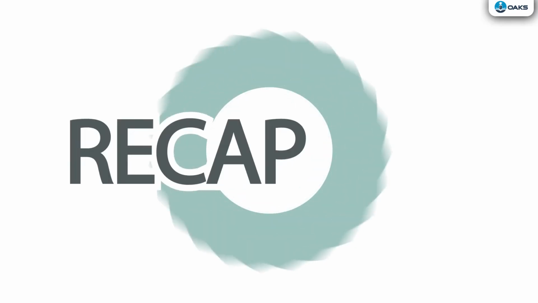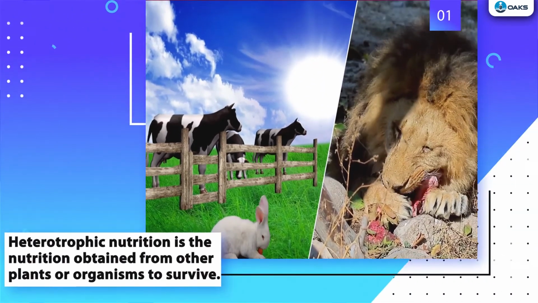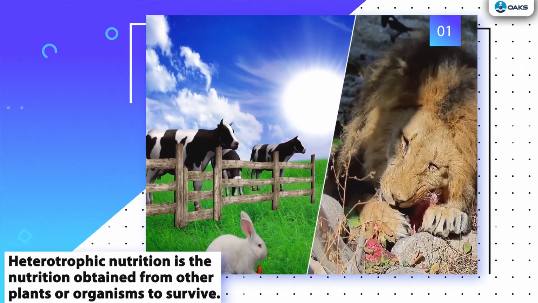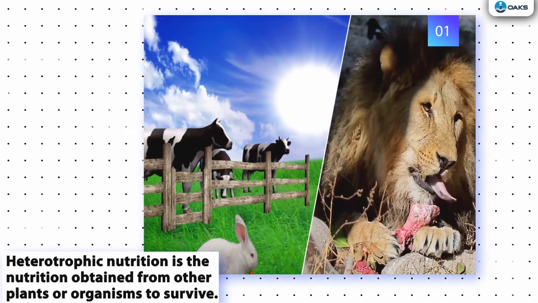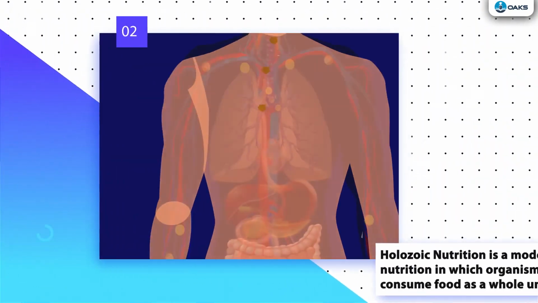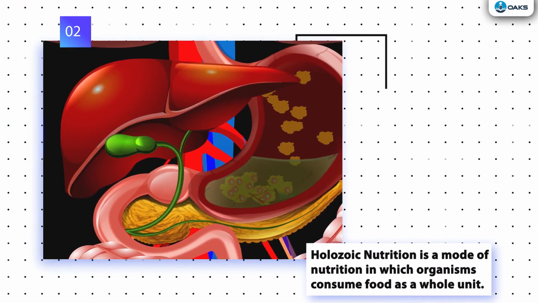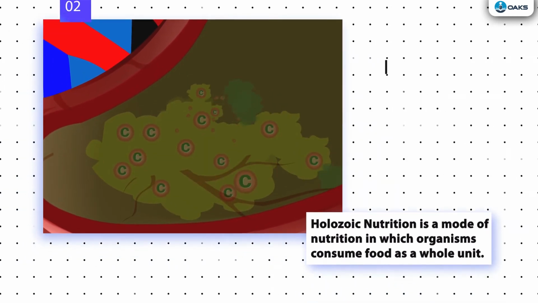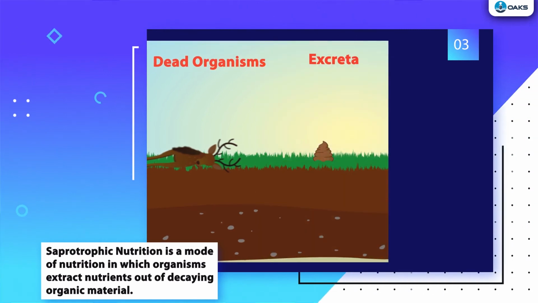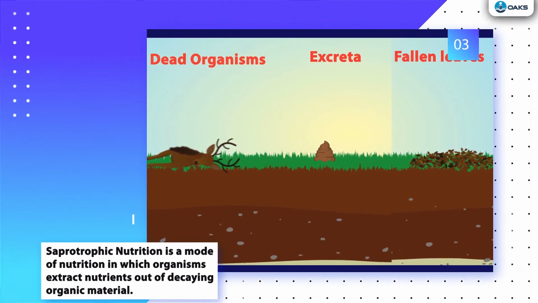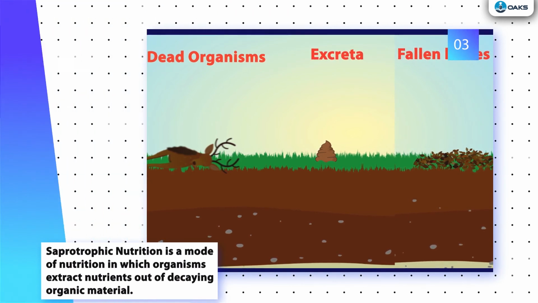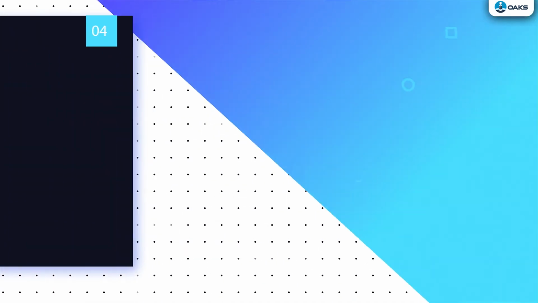This was all about heterotrophic nutrition. Let's now have a quick recap. Heterotrophic nutrition is the nutrition obtained from other plants or organisms to survive. Holozoic nutrition is a mode of nutrition in which organisms consume food as a whole unit. Saprotrophic nutrition is a mode of nutrition in which organisms extract nutrients out of decaying organic material.